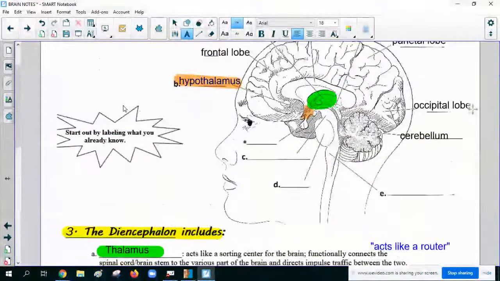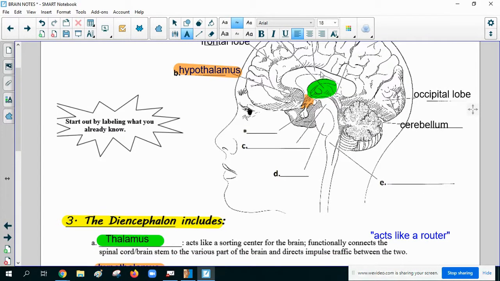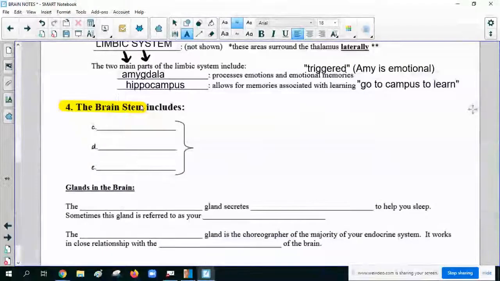So that takes care of the diencephalon. It's the central part of the brain. We'll also take a look at a little bitty gland in just a little bit that's behind the thalamus. And a lot of times that's included in the diencephalon, so that'll be the three parts. Let's go ahead and move on to part number 4, the brainstem.